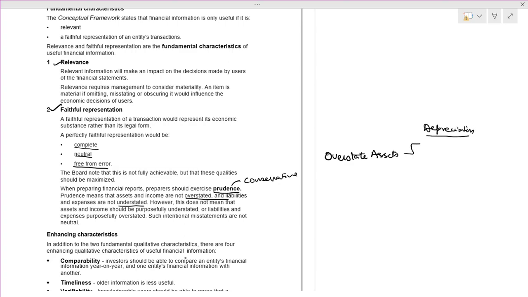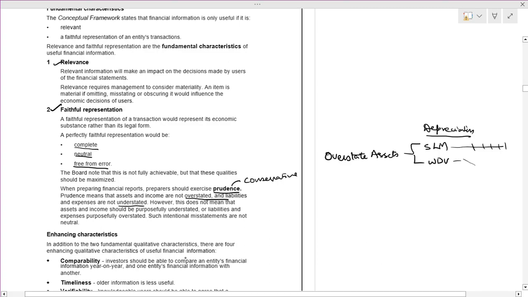When you have depreciation, you have the straight line method and the reducing balance method. In the straight line method, the amount of depreciation will remain the same all through the years, 1, 2, 3, 4, 5. In the reducing balance method, what will happen? The amount of depreciation will decrease as the number of years increases. Okay, this is a small example I am giving you.